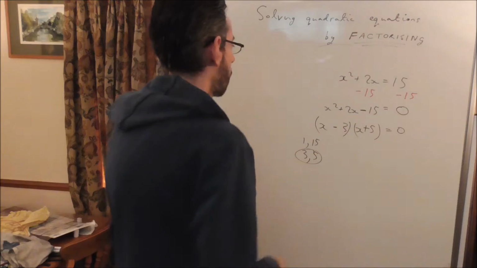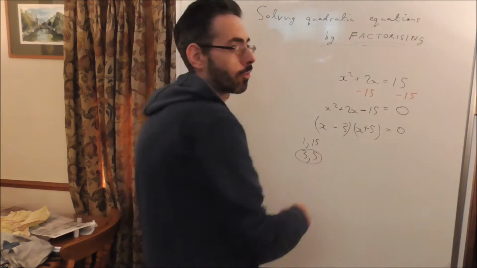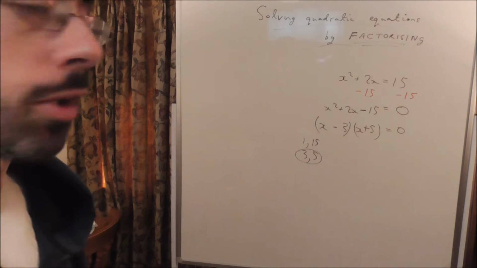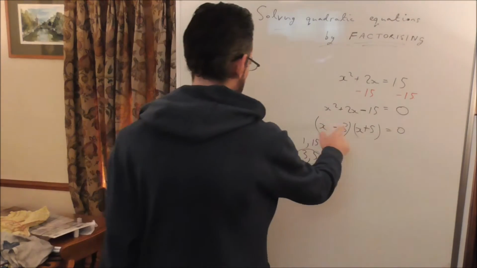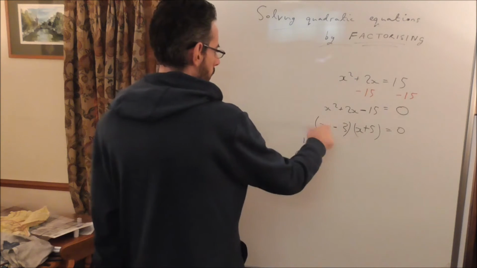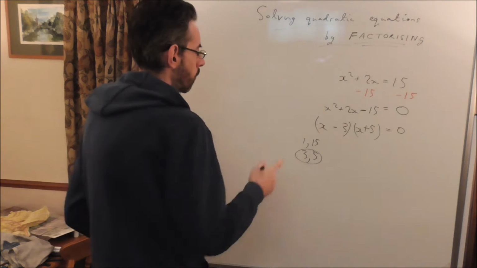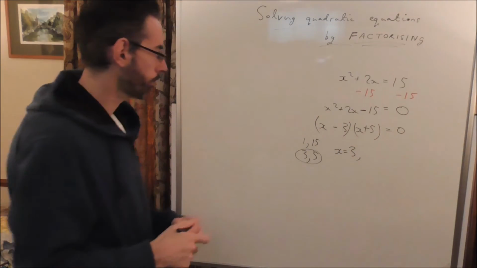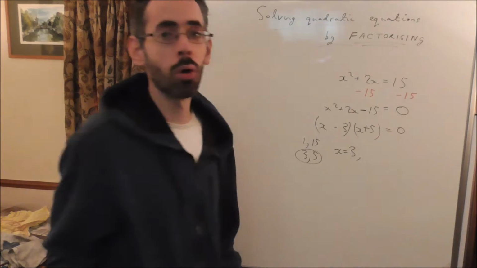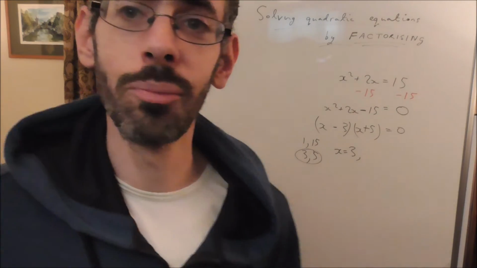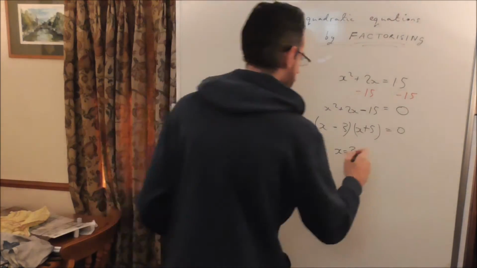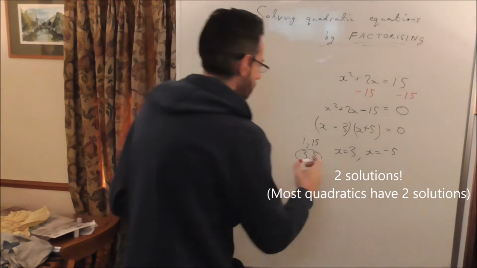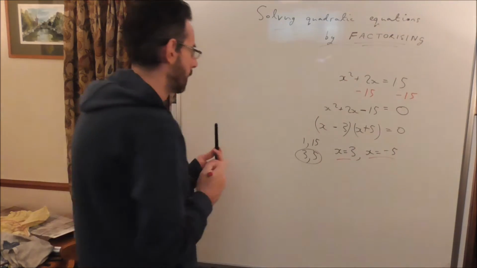Now all you need to do to get the solutions is look at each bracket separately and think to yourself, what makes that bracket 0? What value of x makes the first bracket 0? In other words, what take away 3 is 0? Well, 3 take away 3 is 0. So 3 is our first solution. If you look at the second bracket, what plus 5 is 0? Well, minus 5 plus 5 is 0. So minus 5 is the second solution. So these are the two solutions.